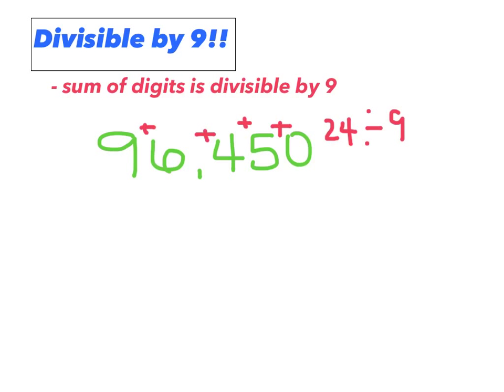The number 819, check the rule again. 8 plus 1 is 9, plus 9 is 18. 18 you can divide by 9. So yes, this number you can divide by 9.